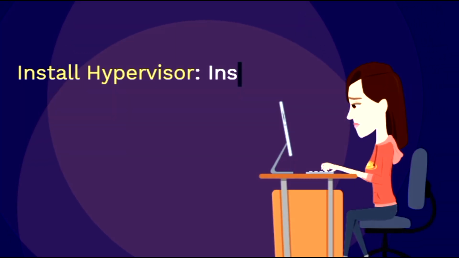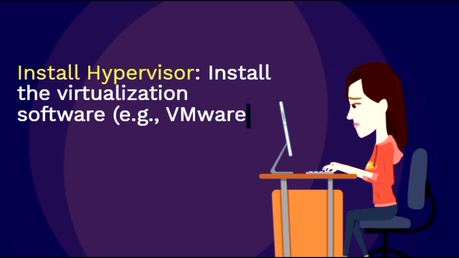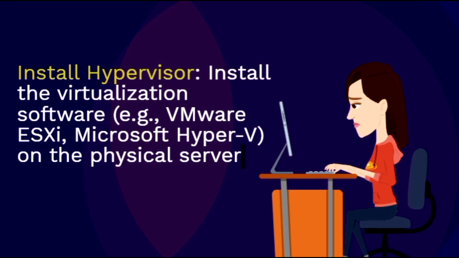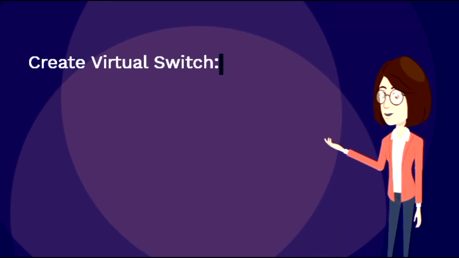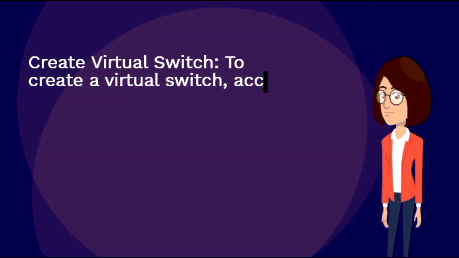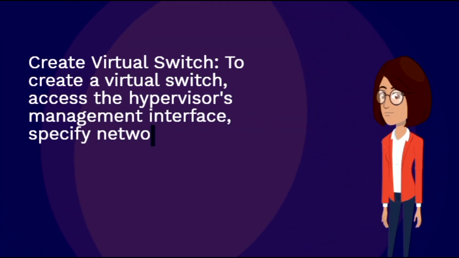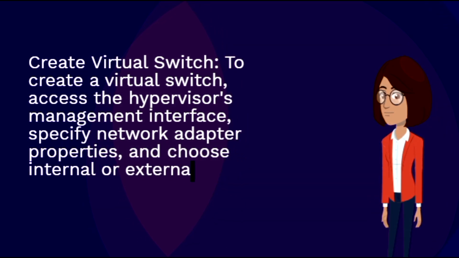Install hypervisor. Install the virtualization software, for example, VMware ESXi or Microsoft Hyper-V, on the physical server or computer. Create virtual switch. To create a virtual switch, access the hypervisor's management interface, specify network adapter properties, and choose internal or external switch type.